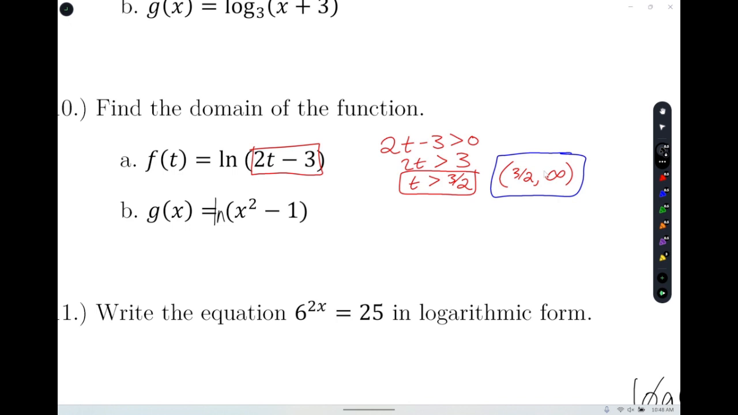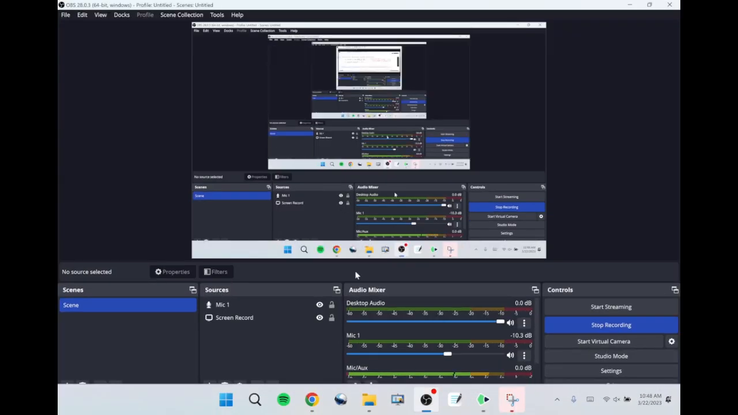Whew. All right. Pause this and take a second to talk about calculators and all that.